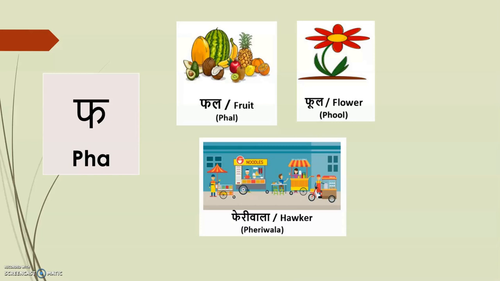Hawker in Hindi is called feri wala. So, in the first picture, we can see a fruit, which is called phal. In the next picture, we can see a flower. Flower in Hindi is called phool. And in the third picture, we can see hawker. Hawker in Hindi is called feri wala. All these three objects begin with the letter F.